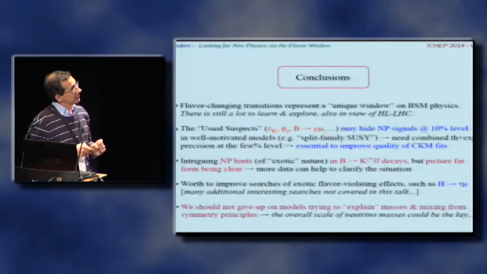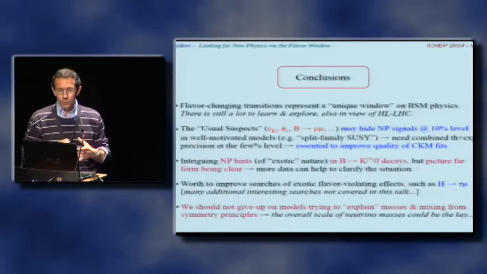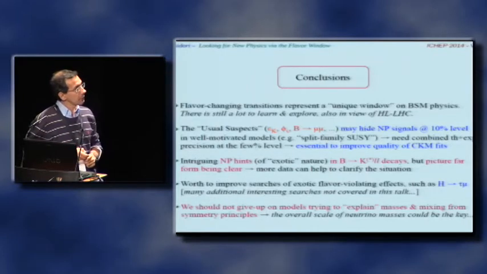And as I highlighted, the usual suspects, so epsilon K and phi s and Bs to mu mu, everything there fits well with the standard model, but we are still at the level of 20, 30% error, unfortunately, because of the combination of theory and experimental uncertainty. And so new physics signal could well hide at the 10% level. And so in well-motivated frameworks, it's essential to improve the quality, especially of the CKM fits, to eventually highlight this effect.